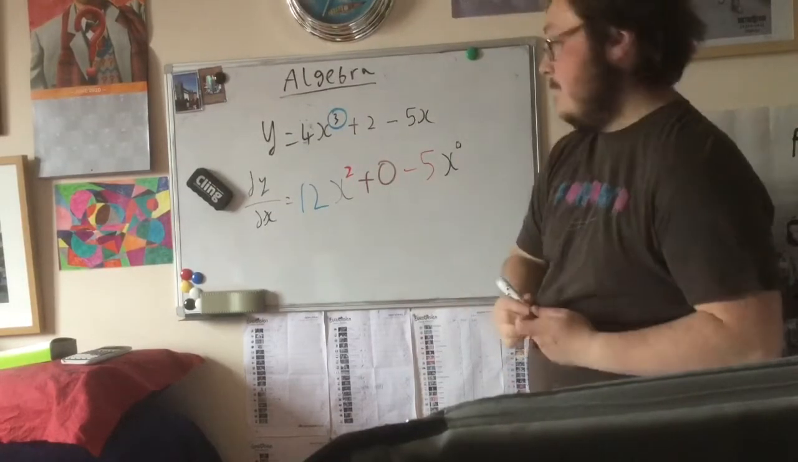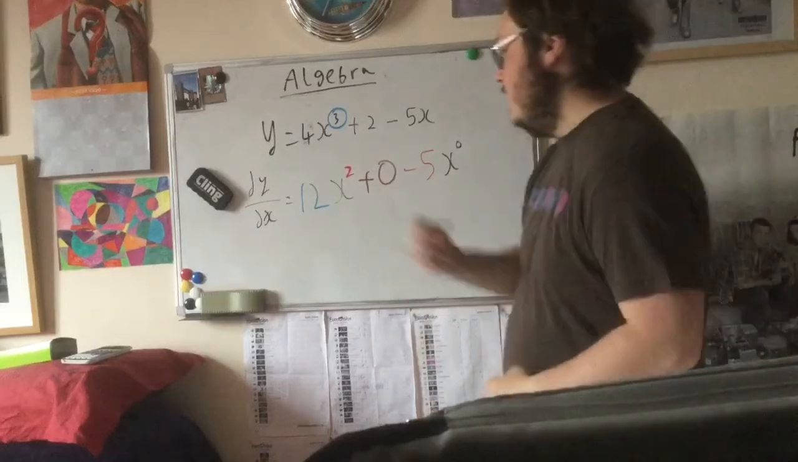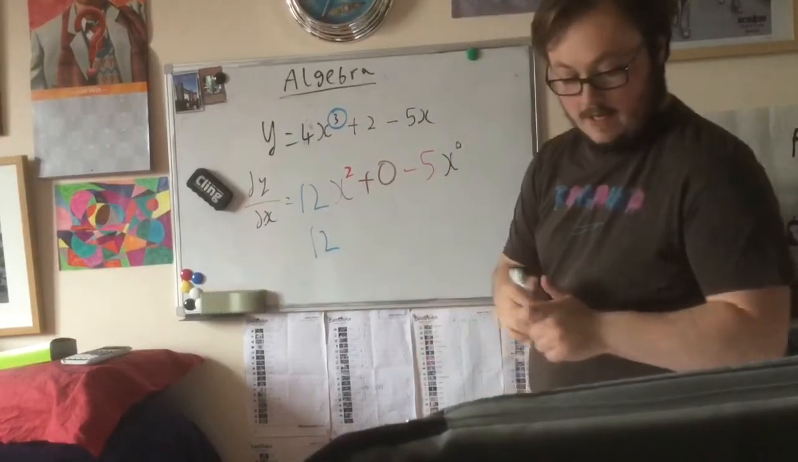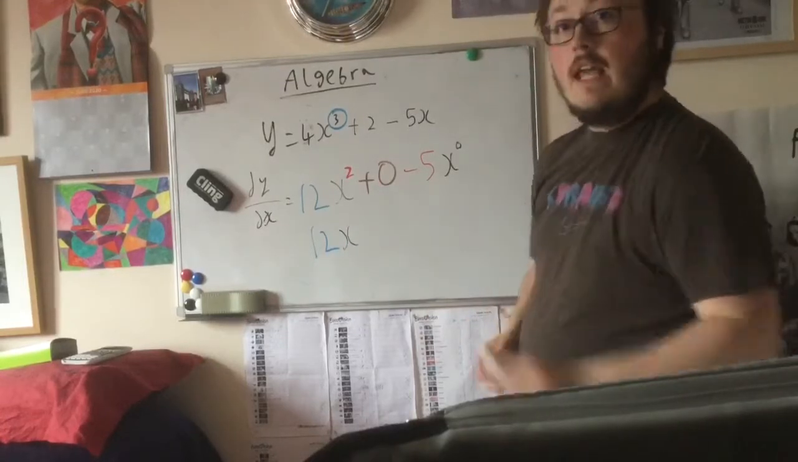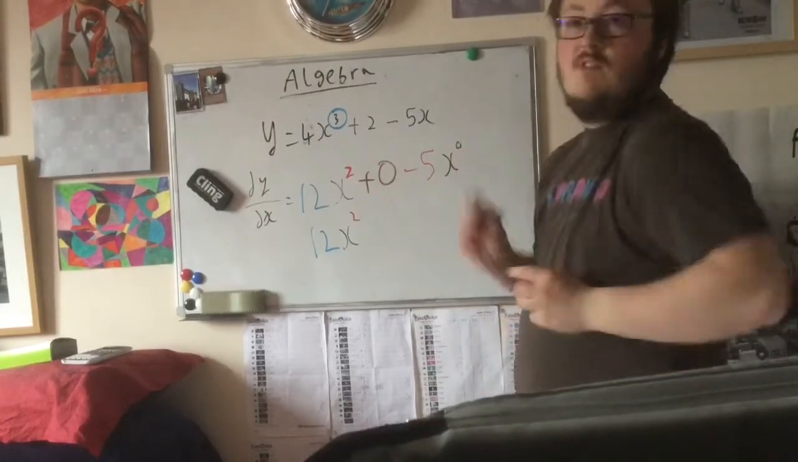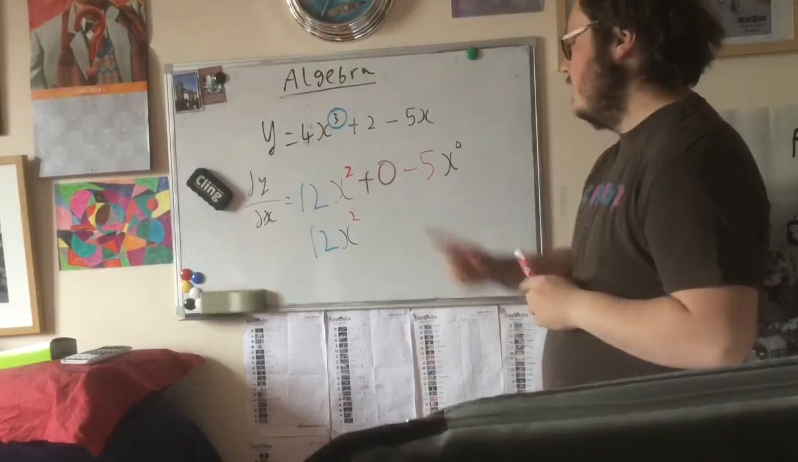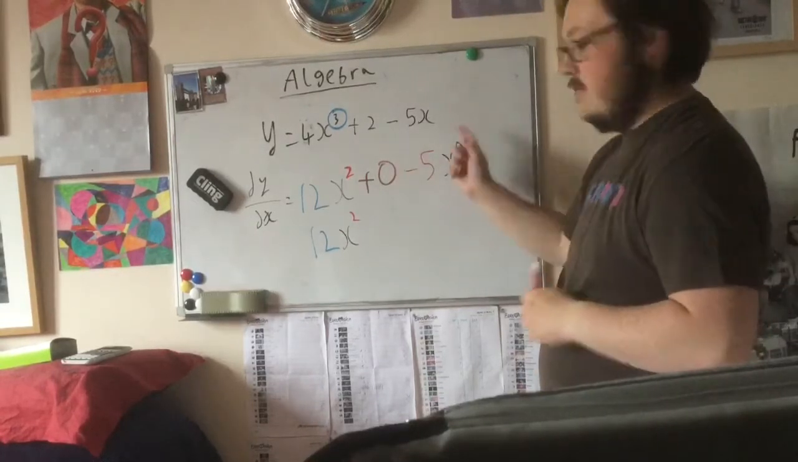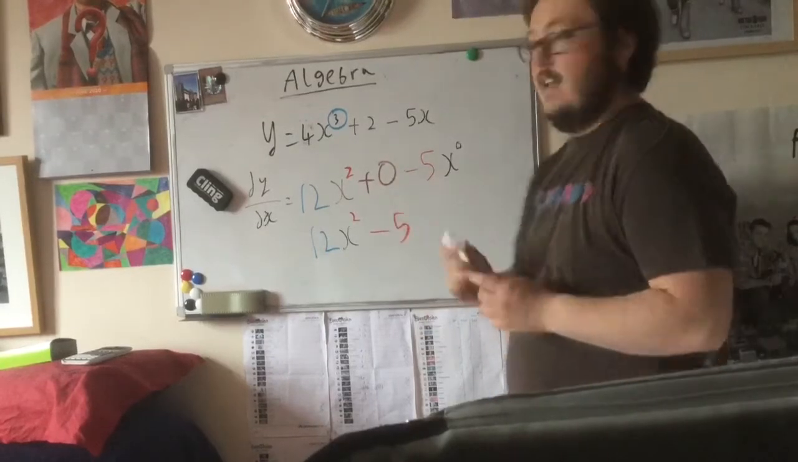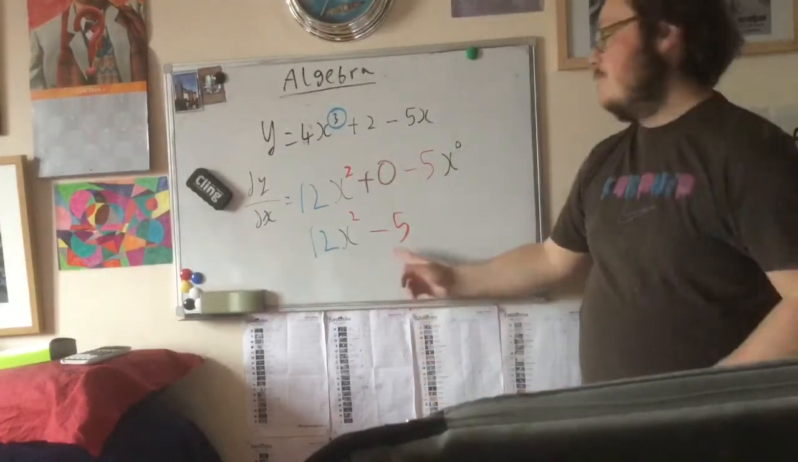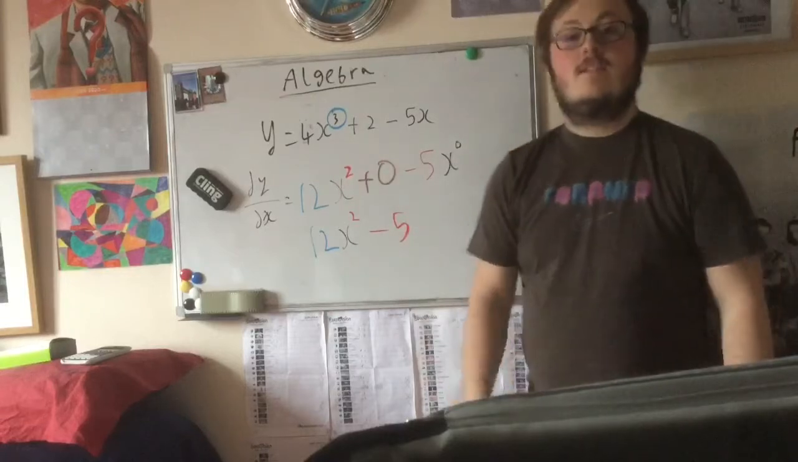Let's tidy this up a bit. 12x squared we don't need to tidy up because that is the best way we can leave it. The 0 we can just get rid of because it's the same as just ignoring it. So 0 we're not going to write. And minus 5x to the power of 0 is just the same as, well, negative 5. And that's the differentiated version of this equation.